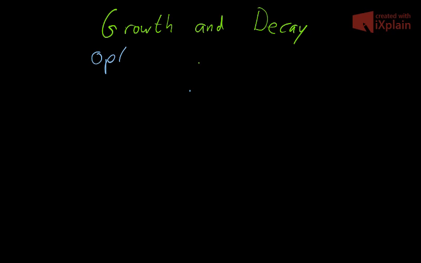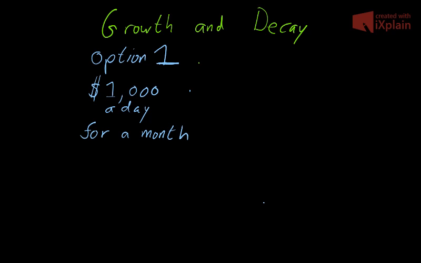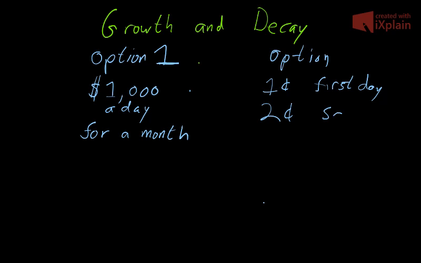Option one is that you get paid $1,000 a day for your chores, which I know is a lot of money. So you get $1,000 a day for a month. By the end of the month, you'll have like $30,000. That'll be awesome. And option two is that you get 1 cent the first day, 2 cents the second, and we're going to keep doubling it. So that'd be 4 cents the third, and 8 the fourth, and so on.